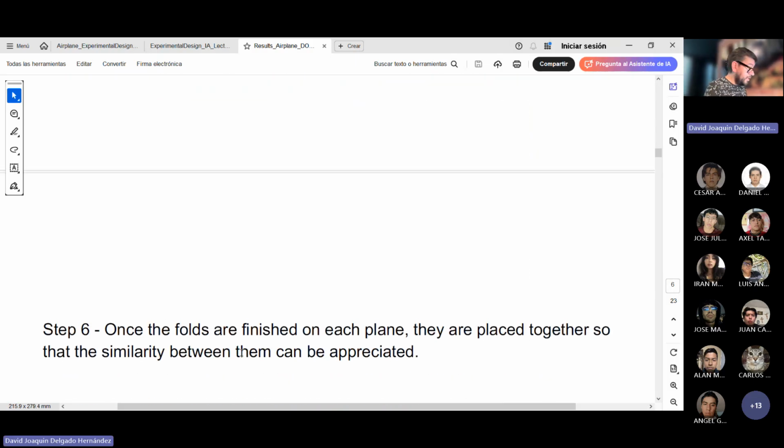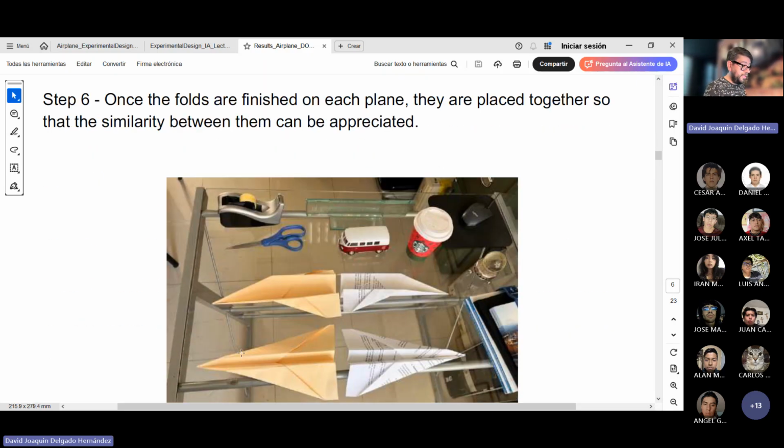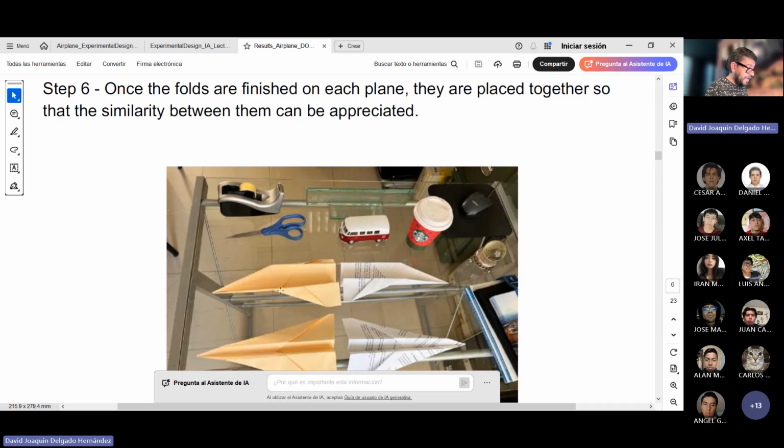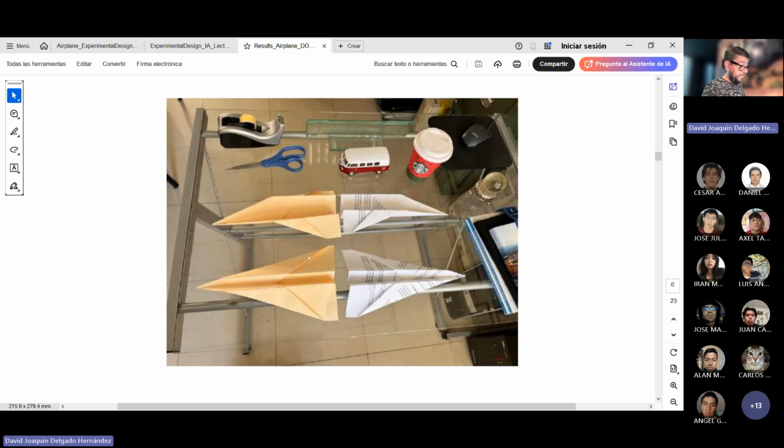Step number 6. Once the folds are finished on each airplane, they are placed together so that the similarity between them can be appreciated. So I finished the airplanes and I put them together in order to see how identical they look in this case. Okay, so I have the two folder airplanes on the left hand side and the two bond paper airplanes on the right hand side of my desk in the office.